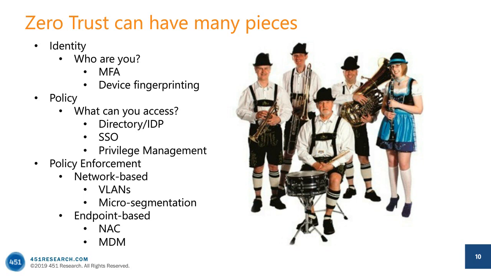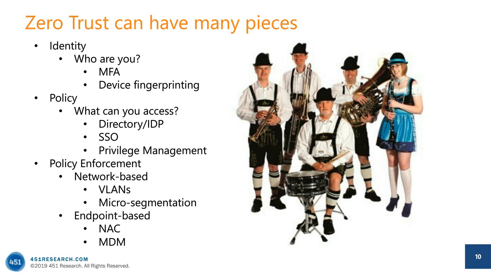Second piece, once you've figured out who you are, you need to determine what you're allowed to access, and this applies a role for policies. So you need some sort of rules to determine, okay, what can you access once you've been authenticated? And this points to a role maybe for single sign-on or directory services, certainly in user groups, or maybe a privileged access management service.